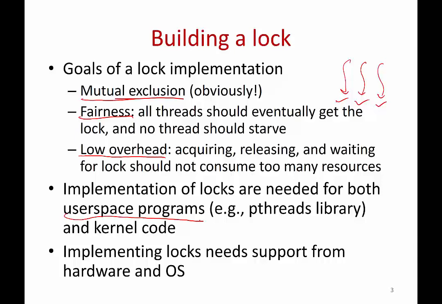At the same time, you also need to implement locks inside the operating system code. The operating system, for its own data structures, needs to use locks. So in the next few slides, we're going to see how locks are implemented. And remember that implementing locks is not just a software operation. You also need a small amount of support from the hardware. With support from the hardware, the operating system implements locks, both for user programs as well as for itself.